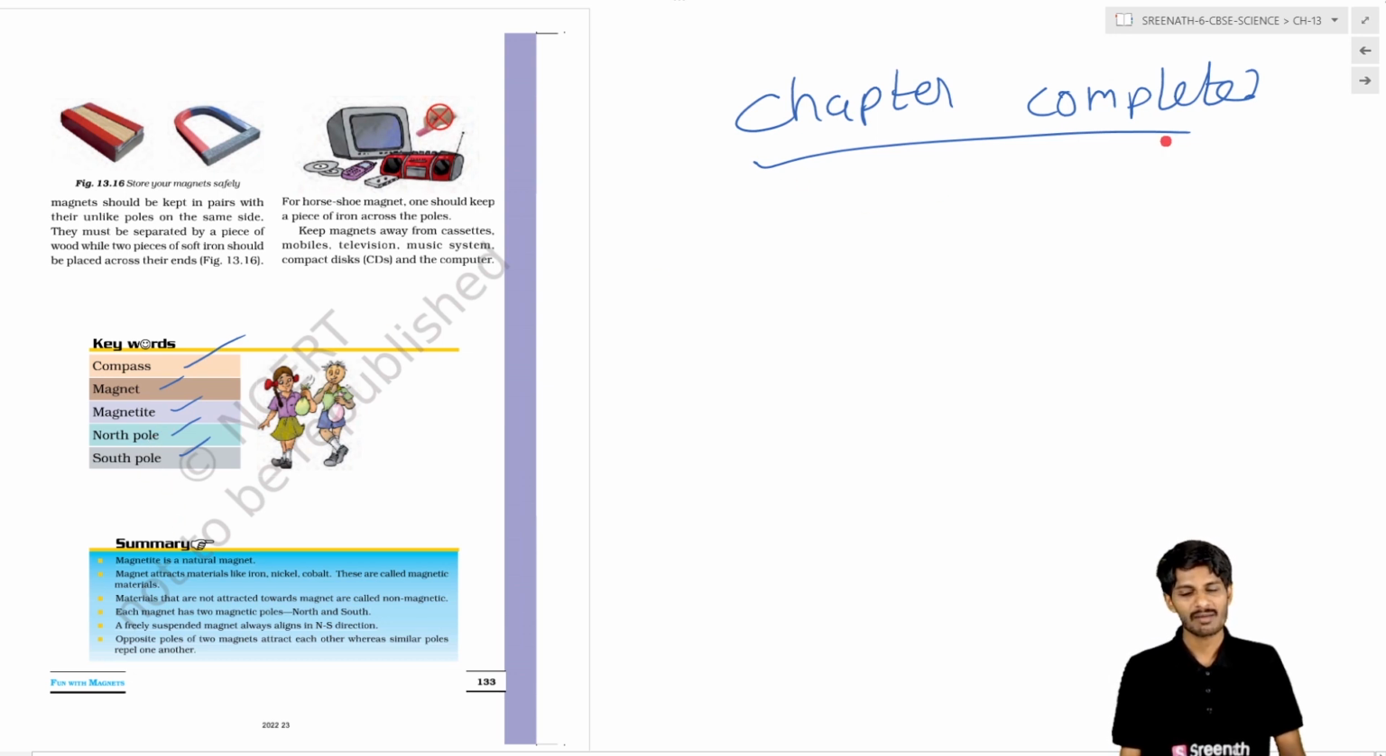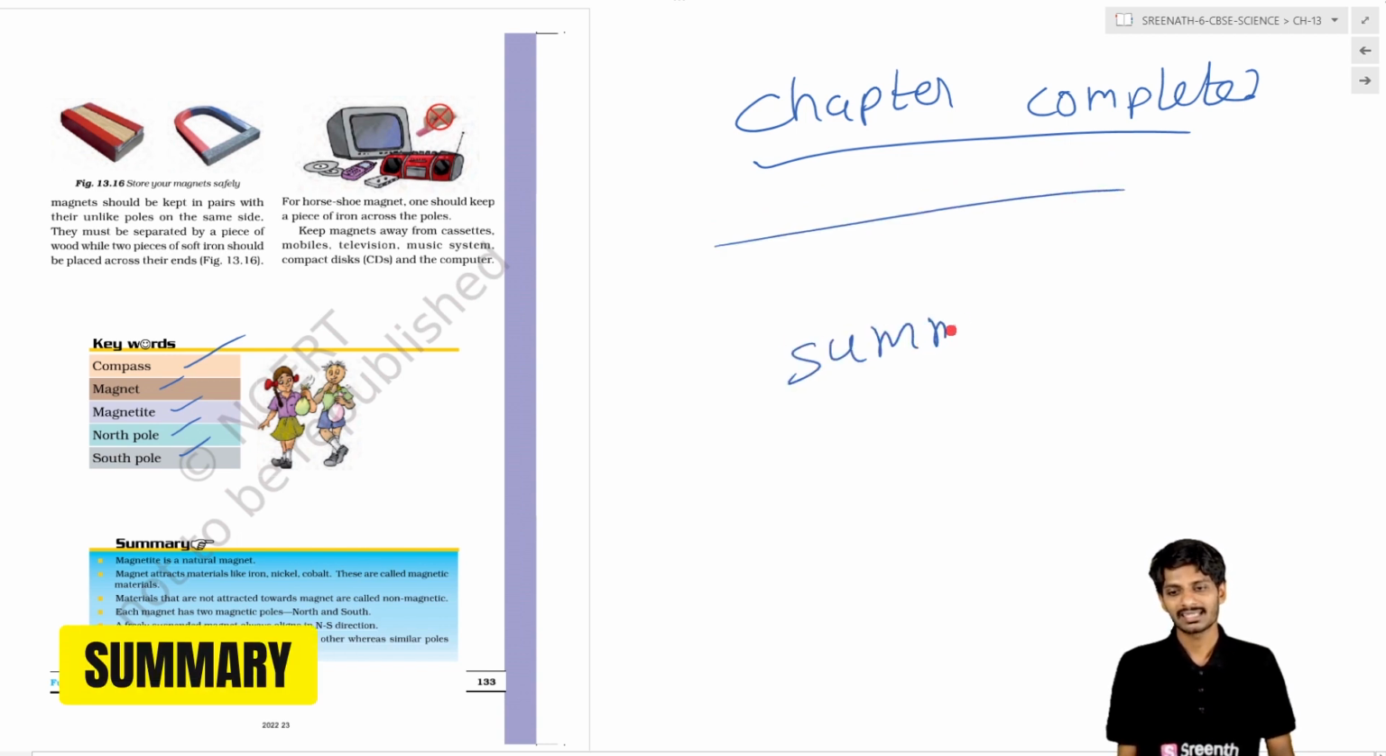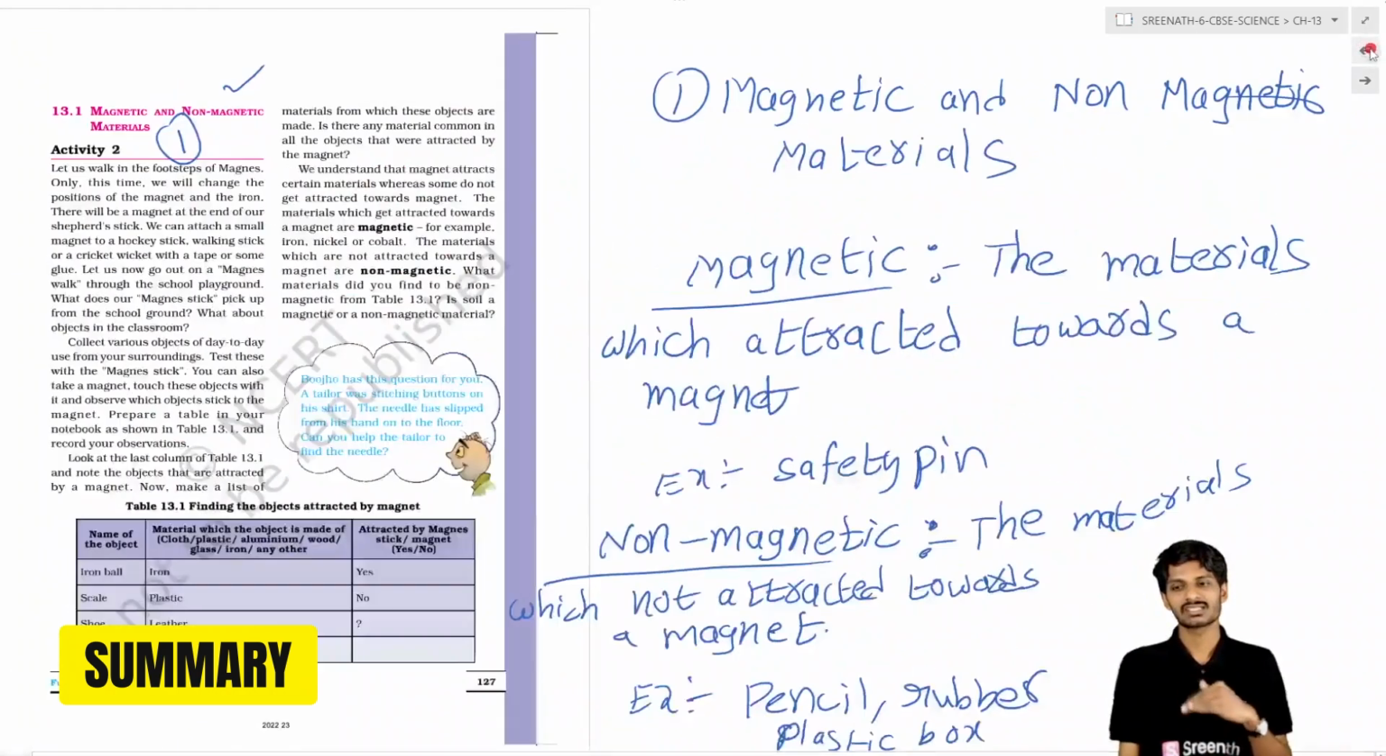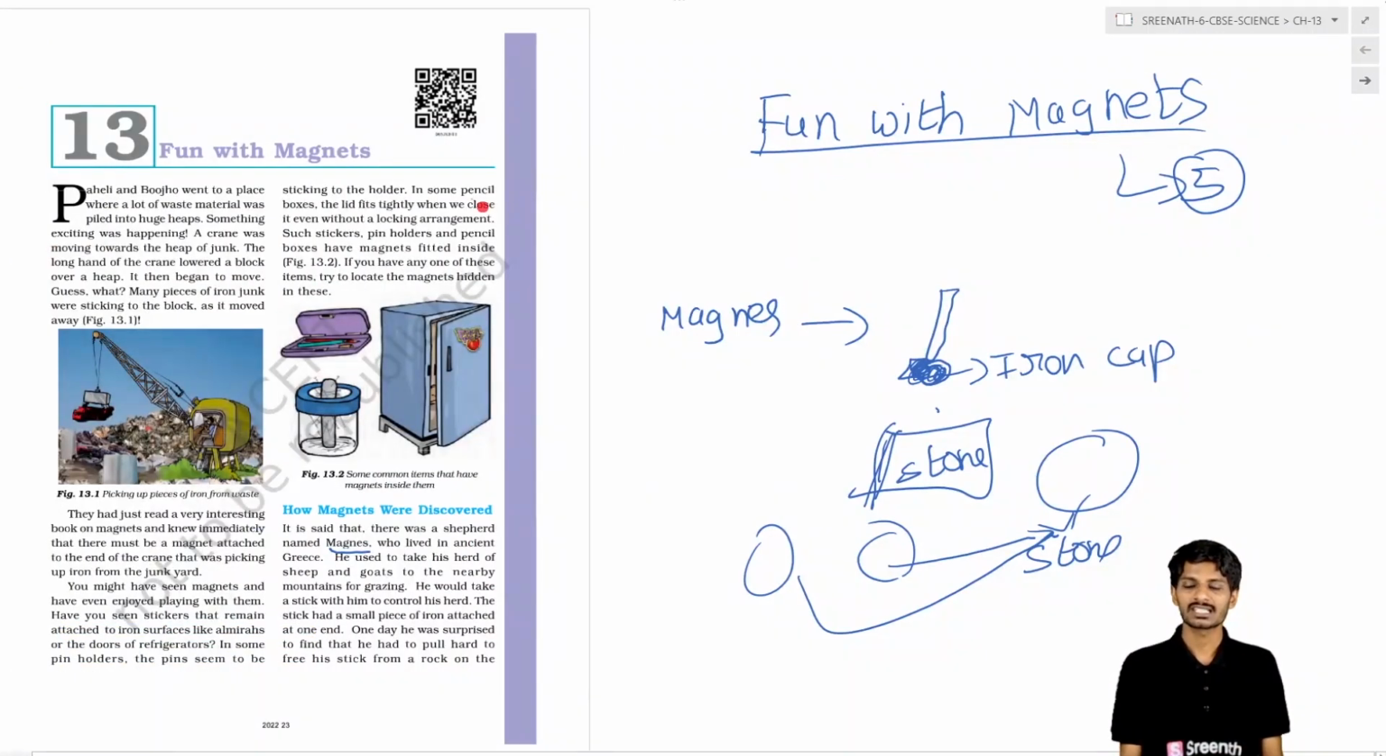We have completed the chapter. Our chapter is completed, students. Now what do we have to do? We have to enter into the summary session. What is the summary? Now we are going to have the summary of the whole chapter. So basically, the chapter name is Fun with Magnets. It has 5 topics. How magnets were discovered.